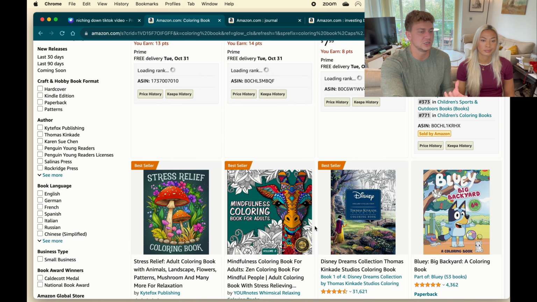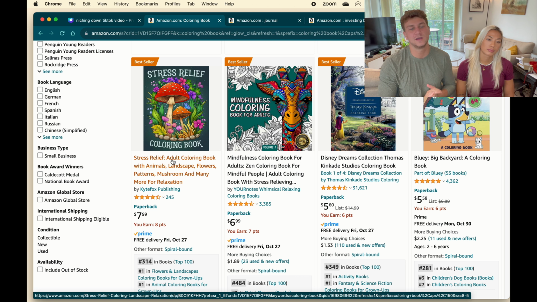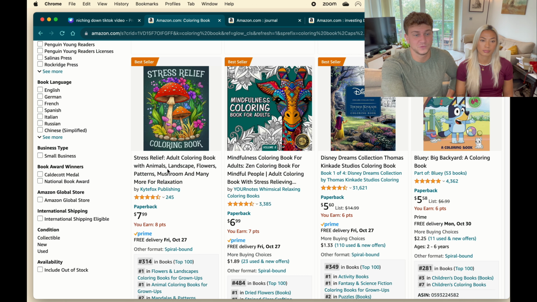So first of all, this book here is doing very well. It's ranking 314 in books. And it's niched down by, first of all, adult colouring book. So if an adult was on here looking for a colouring book for their kid, obviously that rules them out. But if you're an adult looking for a colouring book, this will speak much more directly to you. Also, they've actually included what the colouring book is about. So animals, landscape, flowers, patterns, mushroom, and many more. So if you're looking for a particular colouring book about animals, for example, again, this will speak to you.